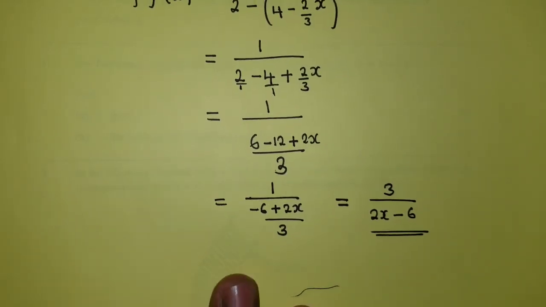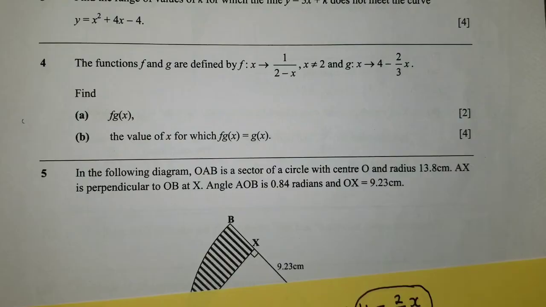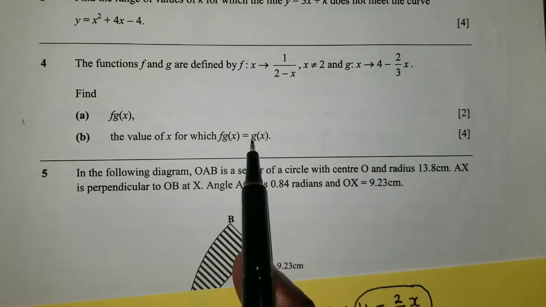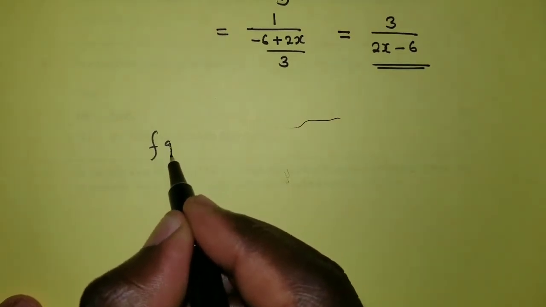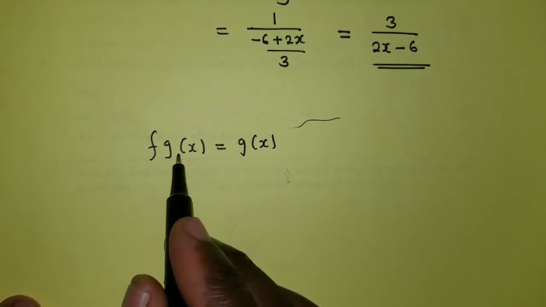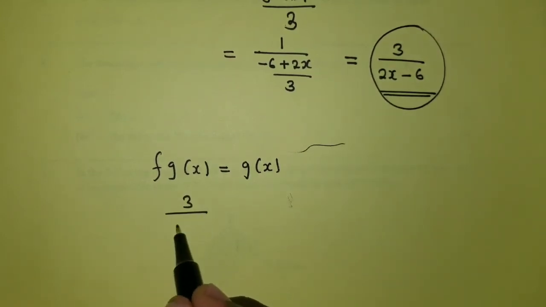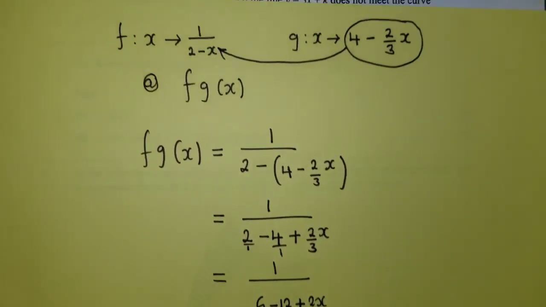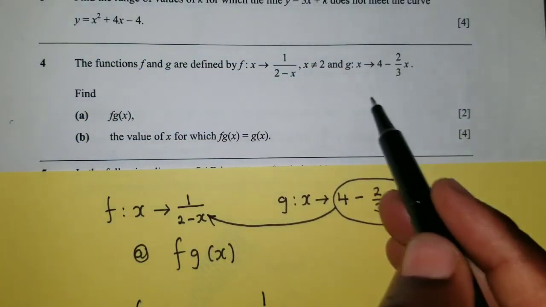So we go to question B. Question B, they want us to find the value of x for which f of g of x is equal to g of x. So here, f of g of x is equal to g of x. So f of g of x is right here, what we just found. So this is 3 over 2x minus 6 is equal to, and then g of x is what is right here.